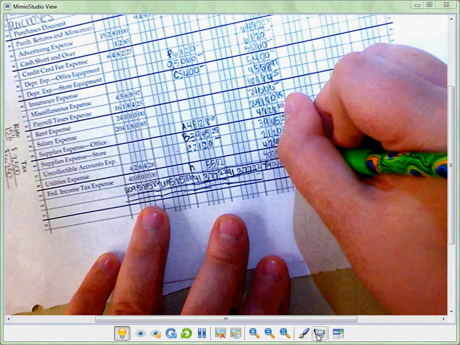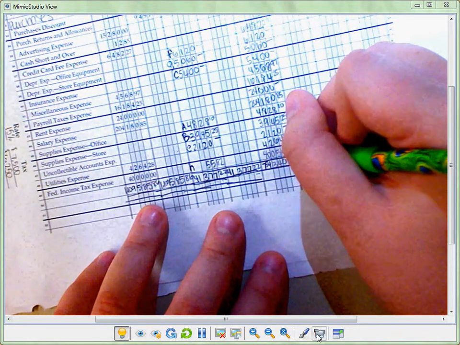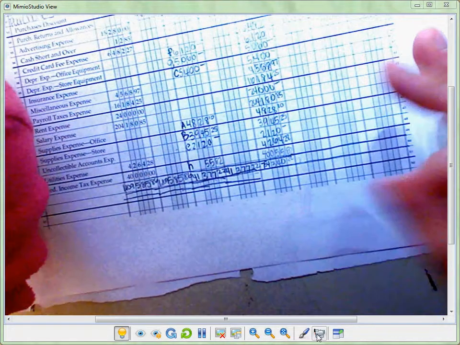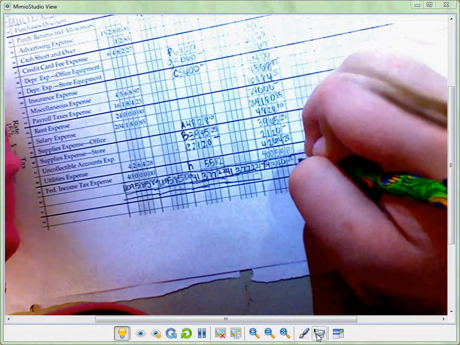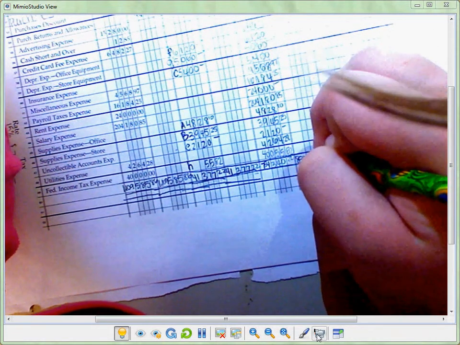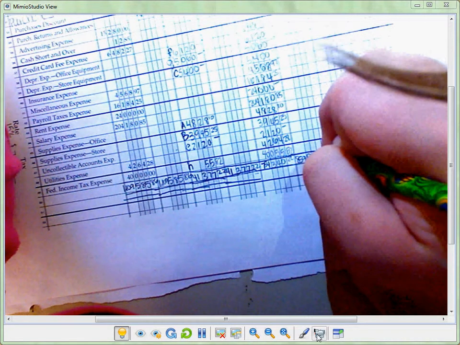Okay, this is when your debits and credits do not equal. So then you would add in this column, our income statement credit column is $859,940.34.